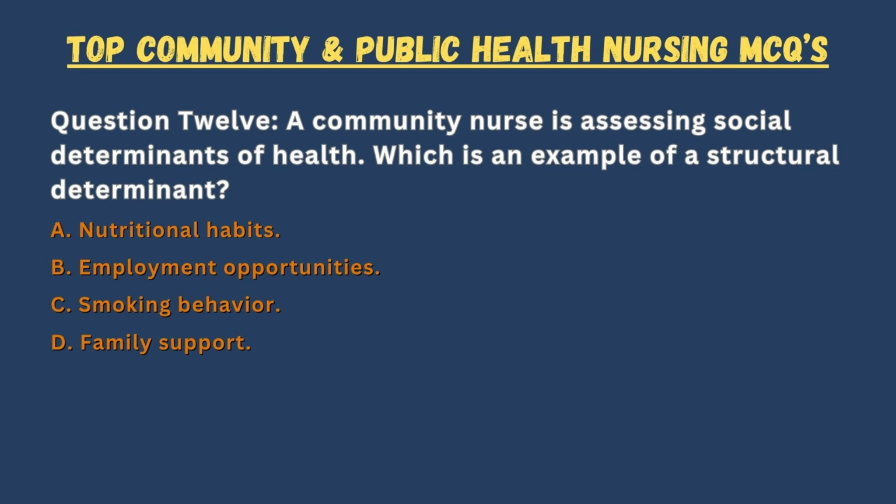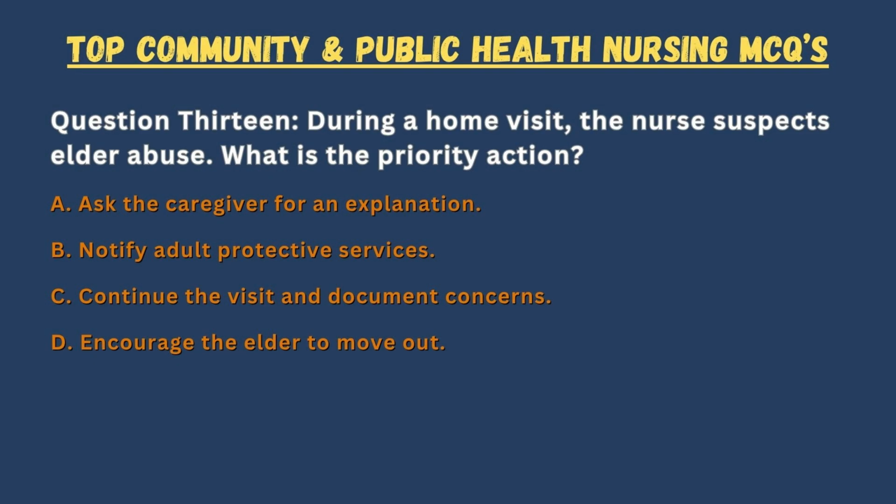Question 12. A community nurse is assessing social determinants of health. Which is an example of a structural determinant? A. Nutritional habits. B. Employment opportunities. C. Smoking behavior. D. Family support. Answer. B. Employment opportunities.